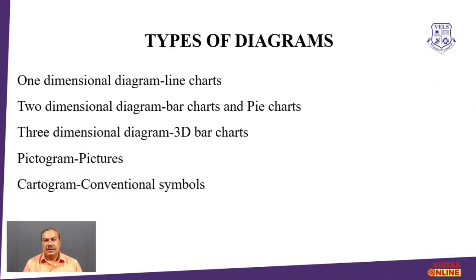Cartogram. In this cartogram we are using conventional symbols, colors and other symbols. Especially for the cartogram, the best example is a map. Map drawing is one of the best examples of a cartogram. Now we will discuss an example for each type of diagram.